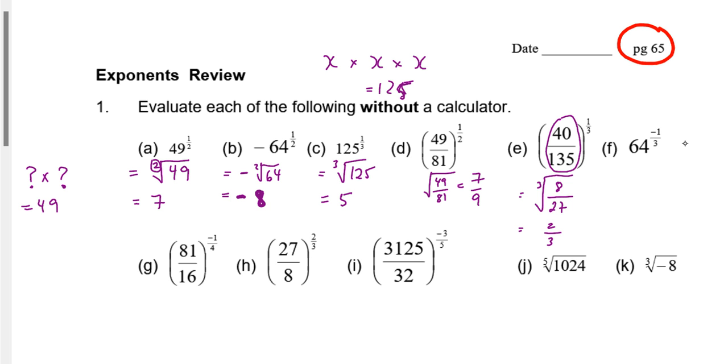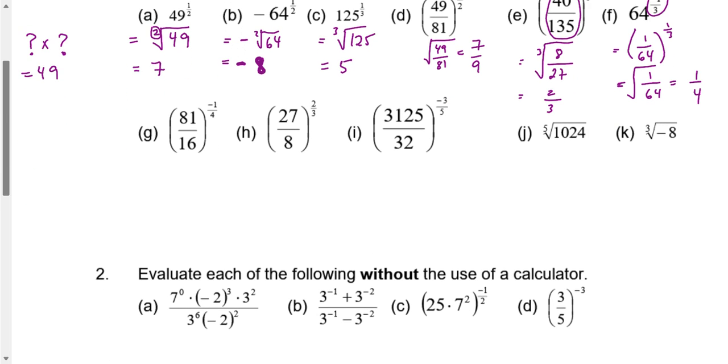64 to the negative 1/3. Remember your exponent rules. To change that negative to a positive, we're going to change 64 to 1 over 64, right? Bring that 64 to the bottom, and then that will give us a positive exponent. Now you can take the cube root of 1 over 64. So what number can you multiply by itself 3 times to give you 64? That number would be 4. All right, 4 times 4 is 16, and 16 times 4 is 64.